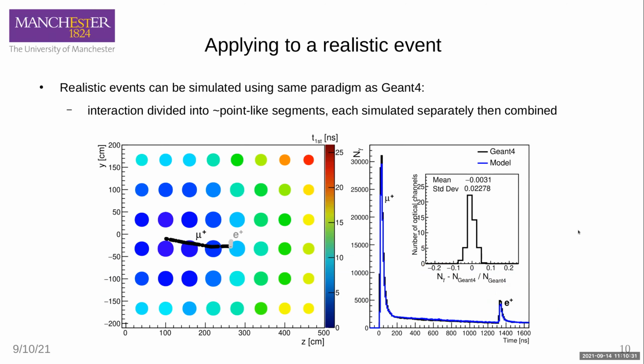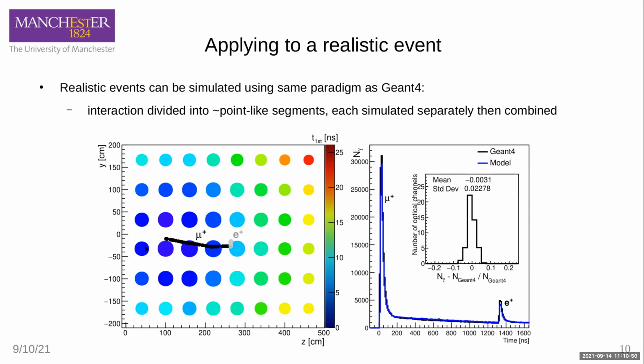The examples I've shown so far have been for point-like energy depositions. However, we can, of course, apply this model to realistic extended distributions using the same approach taken in Geant4, where you split your interaction into small, approximately point-like segments, simulate each of these separately, and then combine the result. There's an example of this model being applied to simulate a muon decaying into a Michel electron, shown here.